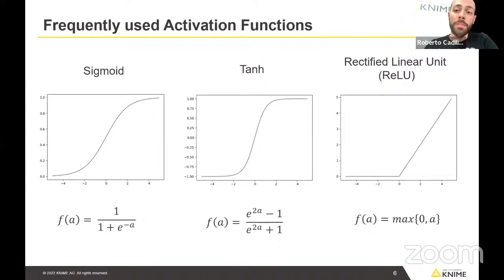And finally, we also have a more recent, but still very popular, activation function, which is ReLU. So for all negative inputs, it will return a value of 0, and otherwise it will return the value itself. And this is very popular nowadays, and is often used, for example, in convolutional neural networks. And we will see that later on.